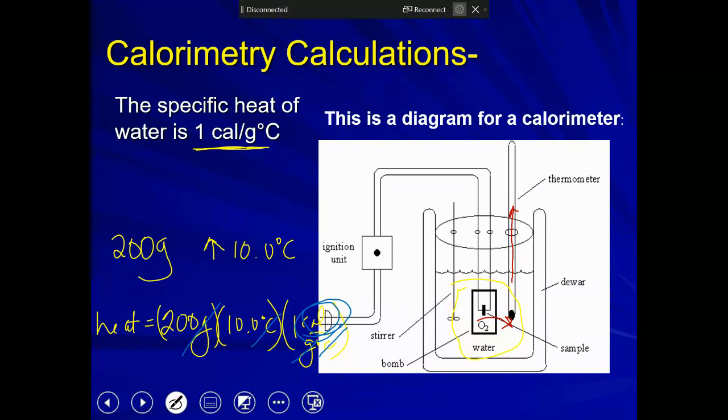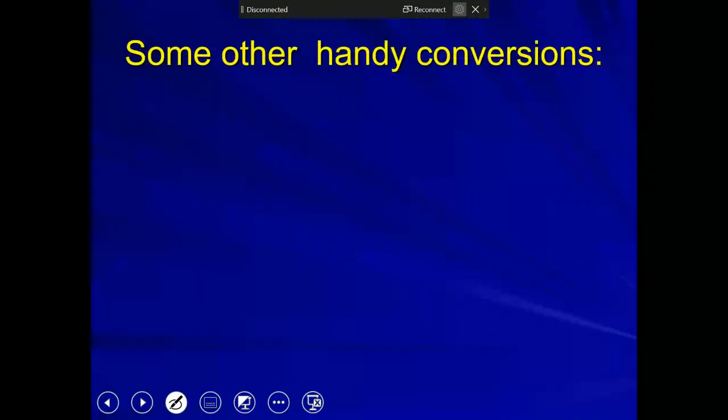So 200 times 10 times 1, this would take 2,000 small c calories of heat to get the 200 grams of water that's in this area to go up by 10 degrees. So if we conduct this change in here, and this is how much water and how much temperature went up, we know that this change gave off 2,000 calories of heat. So that's kind of how the calculations work.